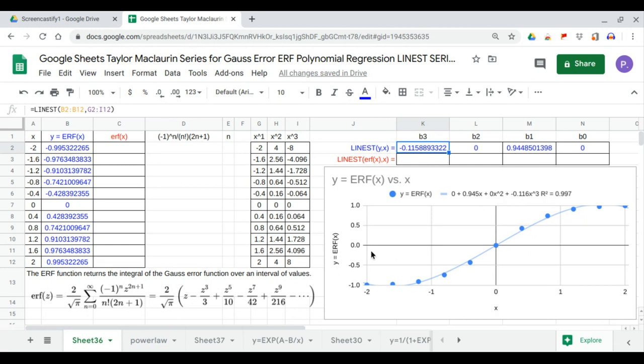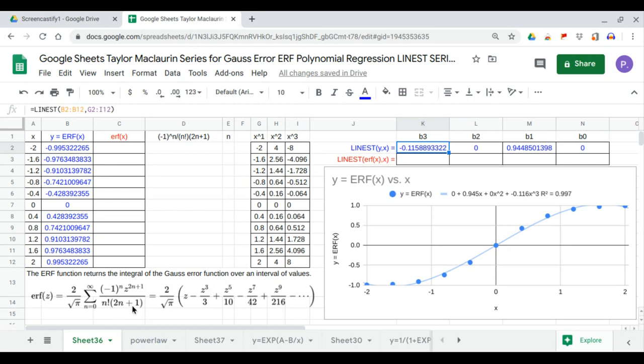We'll also generate the expansion of this function, the Taylor series expansion, or Maclaurin series. So we have an expansion formula. It's 2 over square root of pi times the quantity z minus z cubed over 3 plus z to the 5th over 10 minus z to the 7th over 42 plus z to the 9th over 216, until -1 to the power n times z to the 2n plus 1 all over n squared plus 2n plus 1.